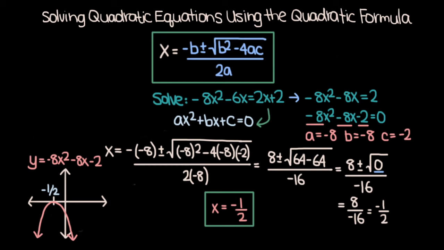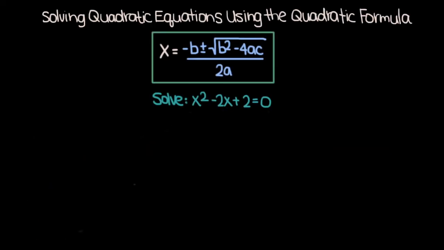Now let's move on to our third and final example. Alright, so here's our final example. We want to solve the quadratic equation x squared minus 2x plus 2 equals 0 using the quadratic formula. Now this equation is already given to us in the form ax squared plus bx plus c equals 0, so we don't have to manipulate it in any way.